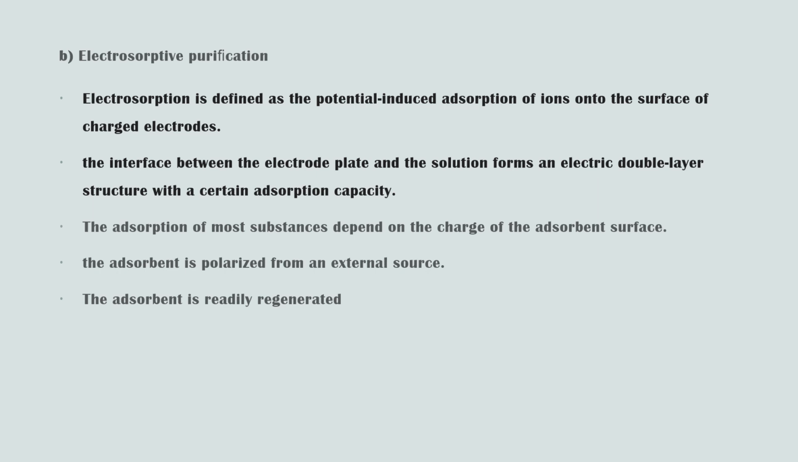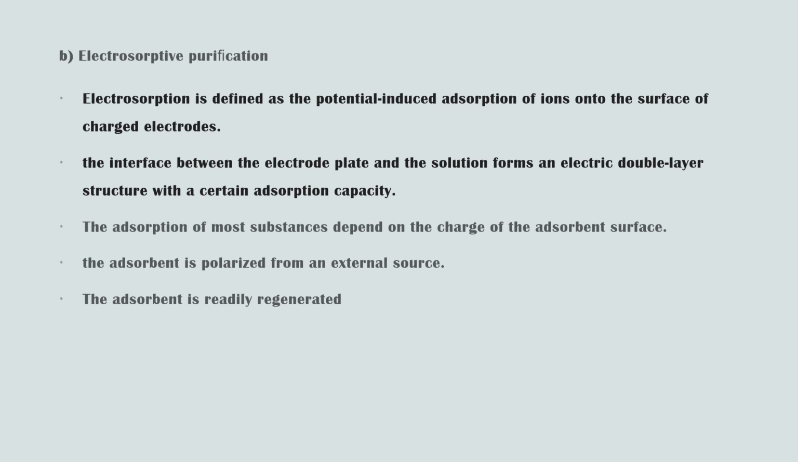When a lower voltage, say about 1 to 1.5 volts, is applied to the solution at which no electrolysis reactions occur. So at that time, there is no electrolysis, but the interface between the electrode plate and the solution forms an electric double layer structure with a certain adsorption capacity. A material with a high electronic conductivity, usually activated carbon or carbon materials, is used as the adsorbent.